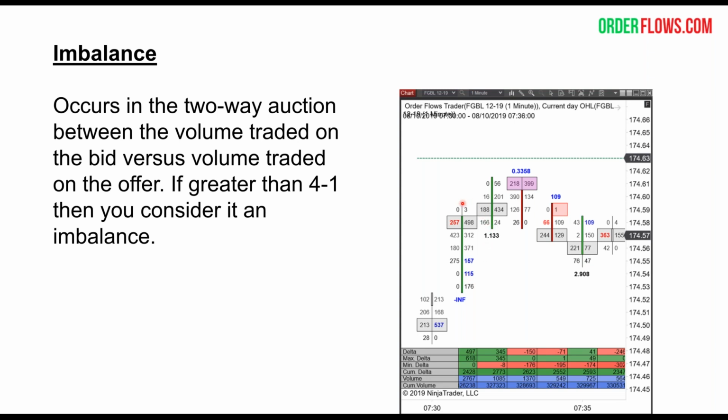Now, up here at the top of the bar, you got 257 traded at 58 versus 3 traded at 59. The 257 against 3 obviously is greater than 4-to-1. This is a selling imbalance. That's why the number is red in the bar. And there are ways you can interpret the imbalances in a bar. I've got a lot of great videos on my YouTube channel about that.